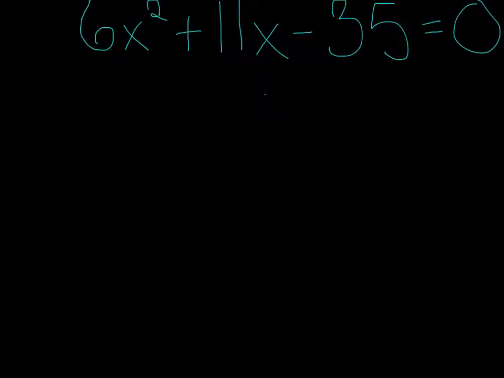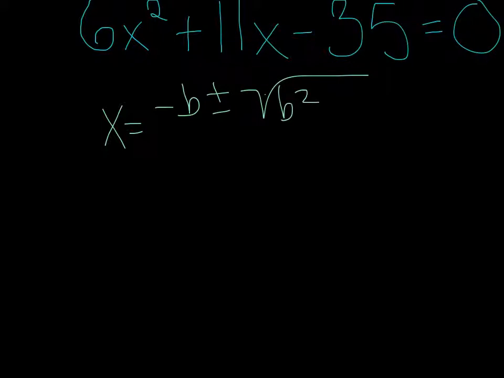As you can see, I have a sample problem here, which is 6x squared plus 11x minus 35 equals 0. I can't simplify it with factoring, so I'll use the quadratic equation, which is x equals negative b plus or minus the square root of b squared minus 4ac all over 2a.